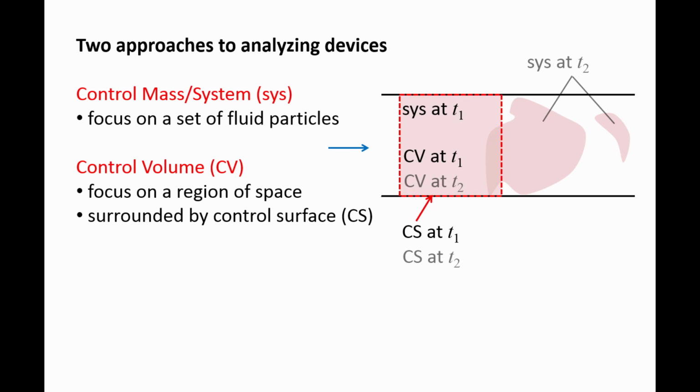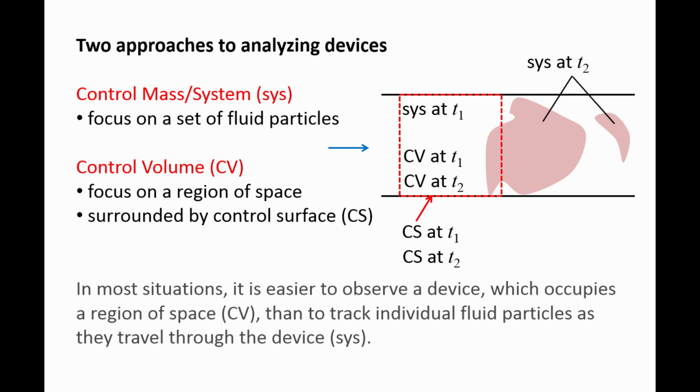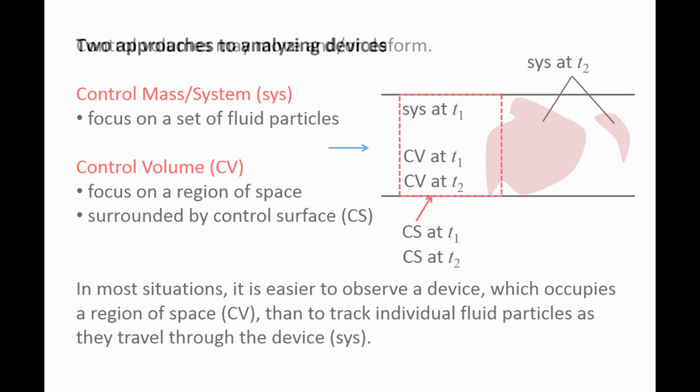At a future time t2, the control volume and control surface stay in place, but some of the system has flowed out of the control volume. When analyzing a device, it is usually much easier to observe the region of space occupied by the device rather than track the individual particles as they travel through the device. Although many devices are fixed in place and rigid, such as the pipe we just discussed, that is not the case for all devices. Sometimes it is necessary to have a control volume that moves or deforms.